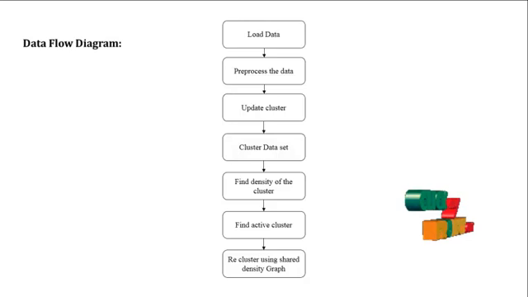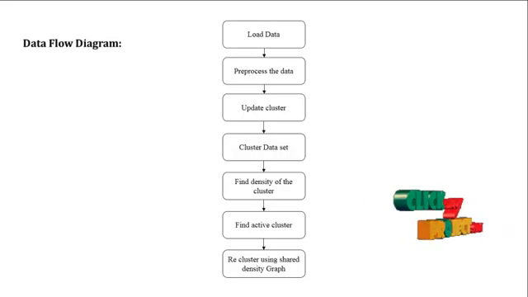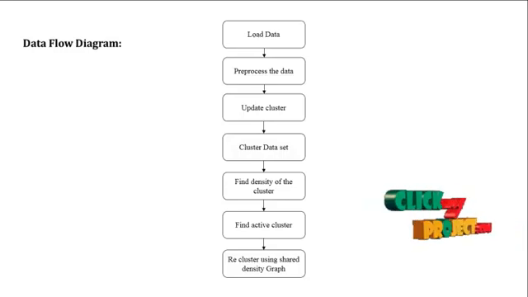This is our project flow diagram. First you have to load a dataset. The dataset is classified into two types. We use two datasets in our project, and after the dataset is loaded, we have to pre-process the data because some unwanted messages have entered the dataset. So we pre-process the data, and we have to update the cluster.